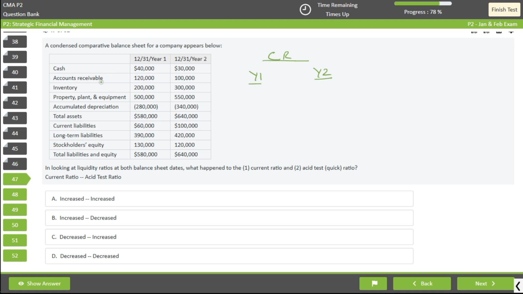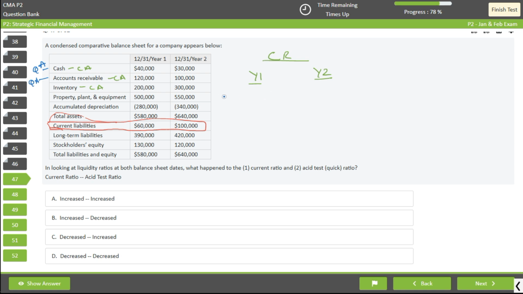So let us mark the current assets first. Cash is your current assets, accounts receivable is your current assets, inventory is your current assets. And the current liabilities are given. Now what are your quick assets? Cash is your quick assets and accounts receivable is your quick assets. So let us calculate the current ratio for year 1 as well as year 2.